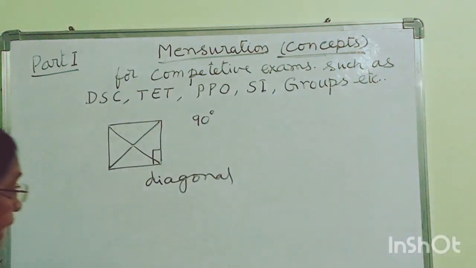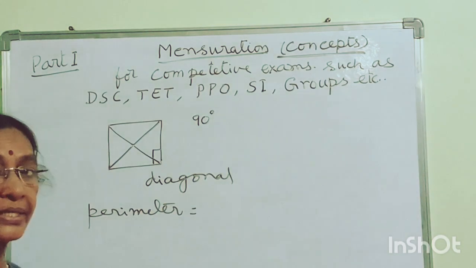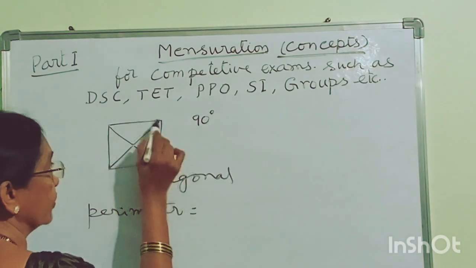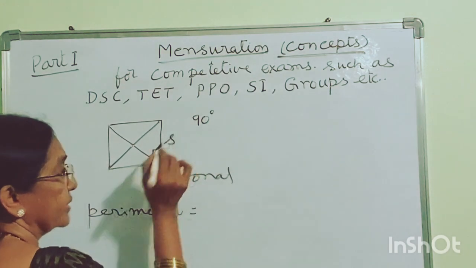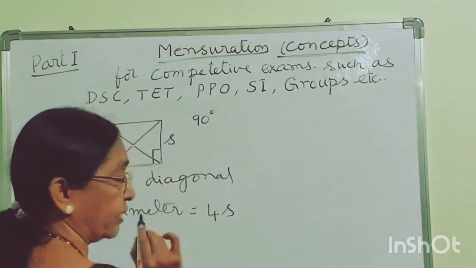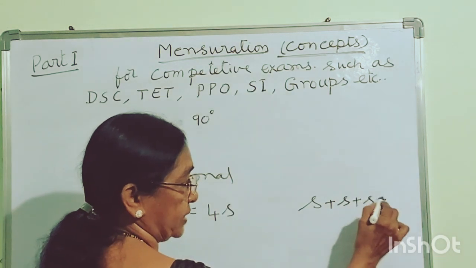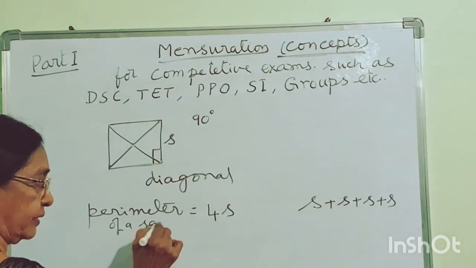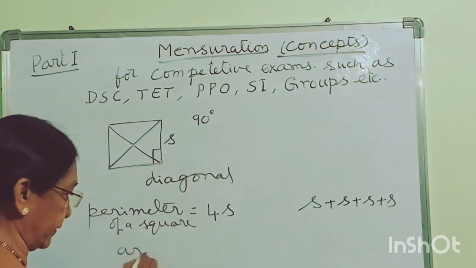And the perimeter of a square. Perimeter means the sum of all the sides of a polygon. That is, the sum of the 4 sides of a square is called the perimeter. If S is the measure of each side of a square, then the perimeter is equal to 4S, because it has 4 sides, each equal to S. The perimeter is S plus S plus S plus S, that is equal to 4S. So the perimeter of a square is equal to 4S.